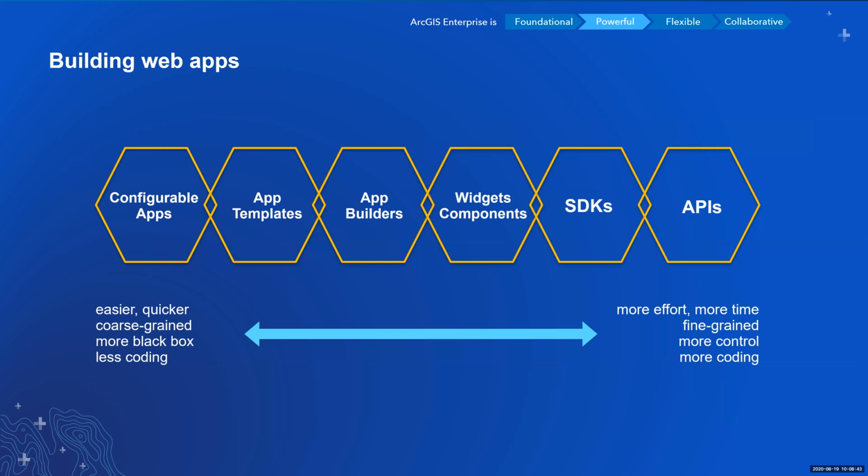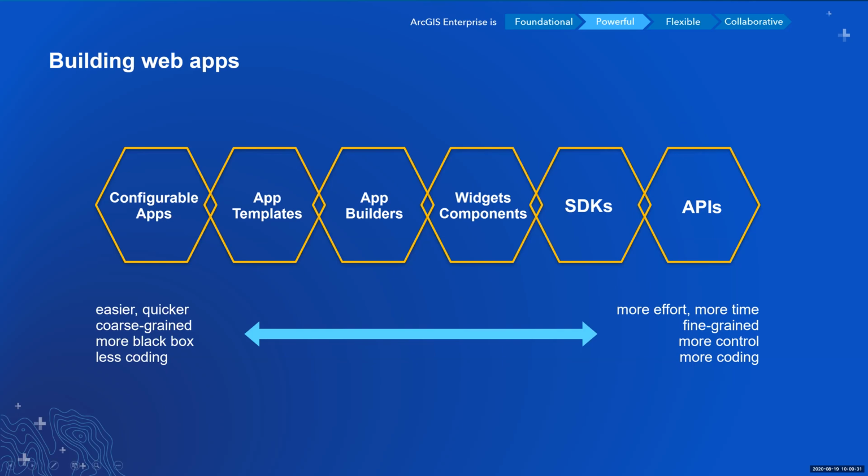And then, once you've got content, the last step is building those web applications, figuring out how your users are going to interact with the data and the information. We have a whole spectrum from easy stuff on the left to more effort-involved stuff on the right. So there are configurable applications and application templates that come with ArcGIS Enterprise. There are app builders, like the Web AppBuilder and Experience Builder, and there are little widget components you can build for those app builders if you like. And then there are software development kits and APIs, going all the way from more coding to less coding or no coding. So there's a spectrum.